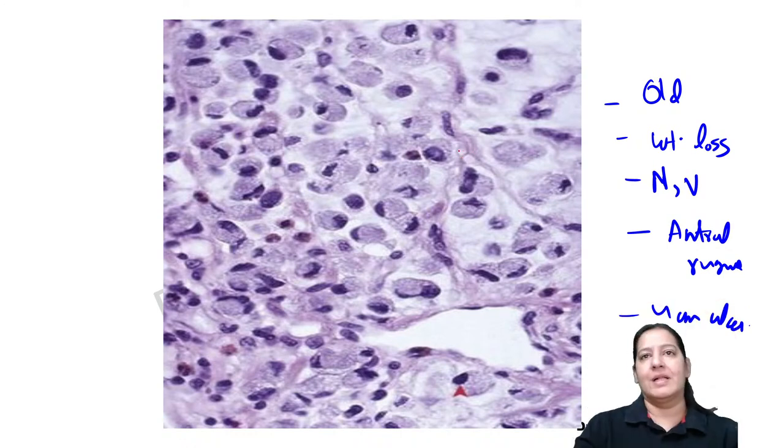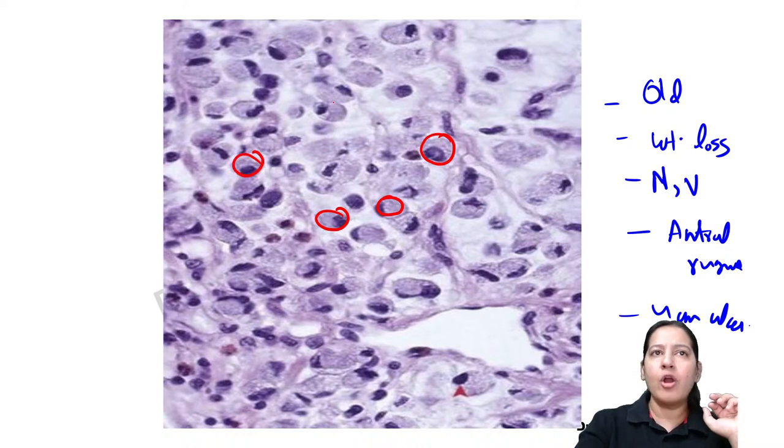All these are tumor cells. Let me help you with what type of tumor it is. Can you see any of the tumor cells? You pick any of the tumor cells, whatever of your choice. All of them are tumor cells. See the nucleus. Where is the nucleus? Here is the nucleus. Here is the nucleus.